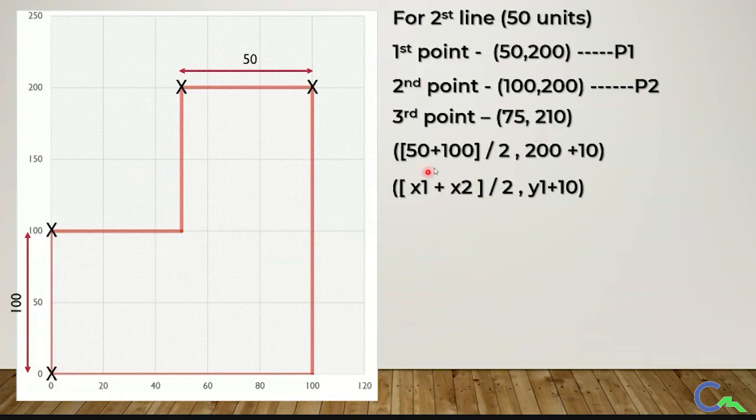So because of that, we have to link it, or we have to give a relative of x1 plus x2 by 2 and y1 plus 10, and this 10 depends on you. It depends on how much gap you give from the line. From this line I gave 5 units gap, for this line I'm giving 10 units gap. I hope I'm clear at this point, right?